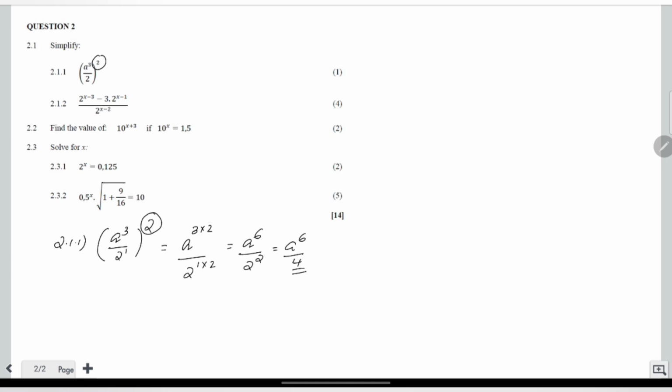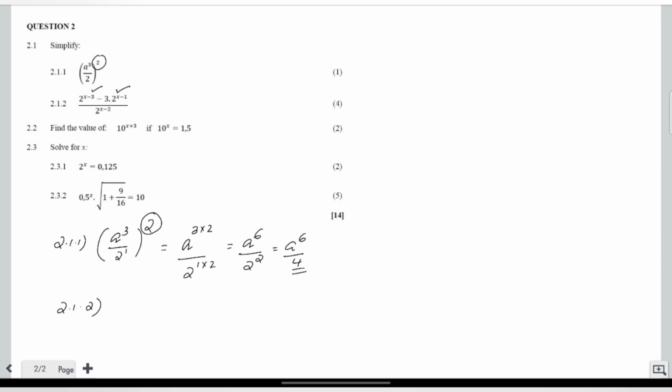Alright, now we move to question number 2.1.2. Here also you have to simplify. Learners, you can see that the numerator is a binomial. The first term is 2 to the power x minus 3, and the second term is 3 times 2 to the power x minus 1. In such a situation, you have to factorize. You have to take the common factor out.